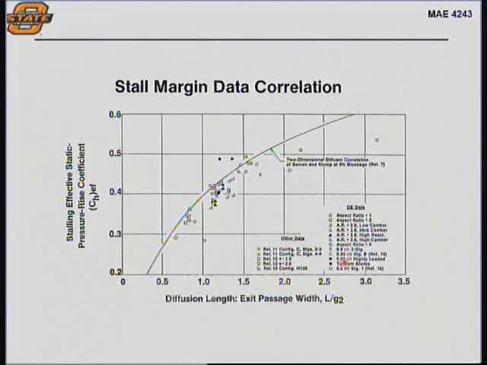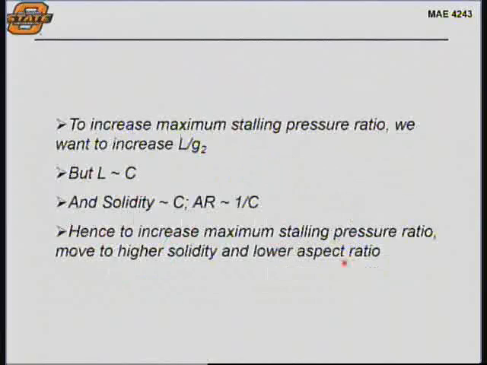And this should make intuitive sense. I'm just stretching out the length of the diffuser. And if I do that, I'm able to delay the stall that much longer, right? It's just a function of the geometry. In our analogy then, the length is proportional to the chord of the blade. And the solidity is proportional to the chord, and the aspect ratio is proportional to 1 over the chord. So hence, to increase the maximum stalling pressure ratio, you want to move to higher solidity and lower aspect ratio.